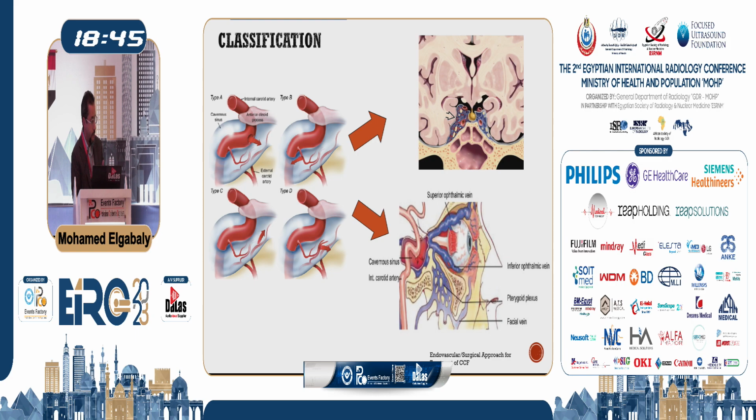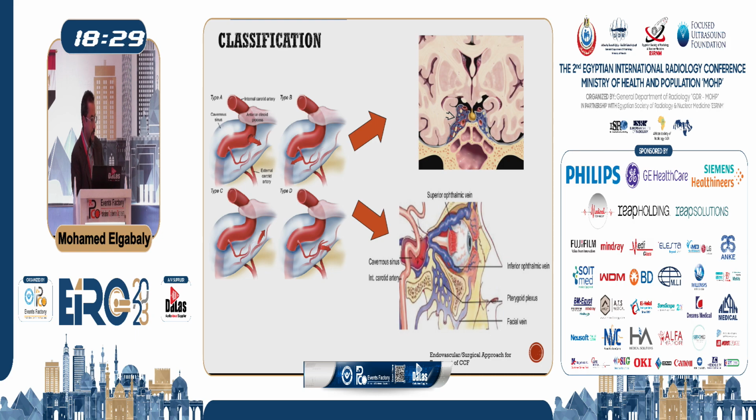When we get a fistula, we get a communication between the artery and the vein. Fistulas can be classified according to whether they're spontaneous or traumatic, whether high flow or low flow, or whether they're supplied by the internal or external carotid arteries. There's also the Barrow classification.